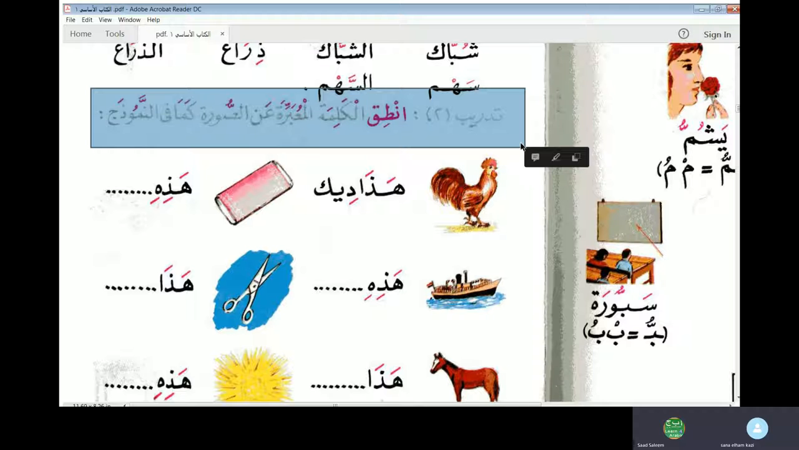Write the word that expresses the picture like you did in the example. So the name of the picture best expresses it. So you just say the name here. Okay.